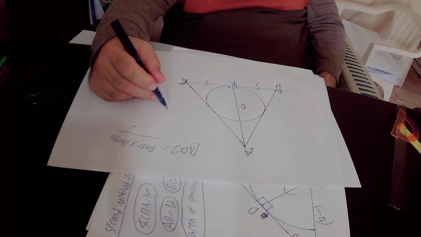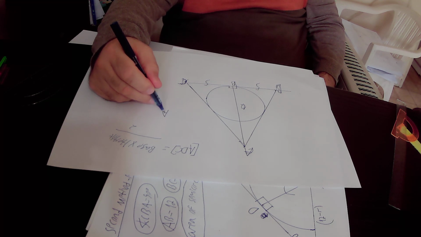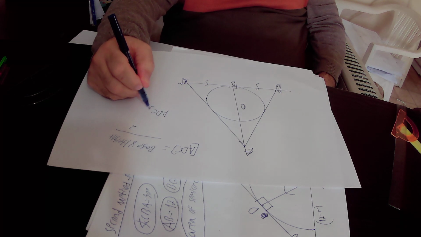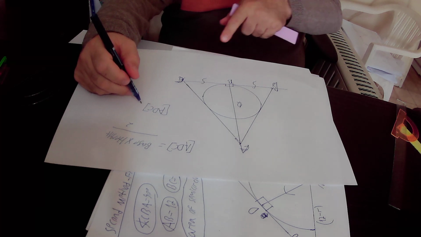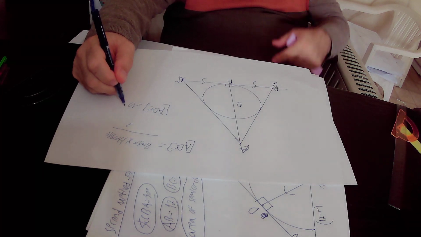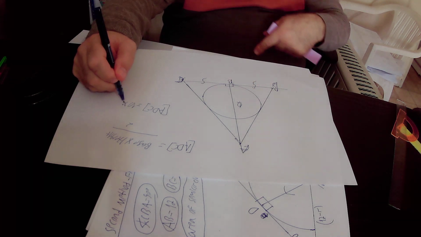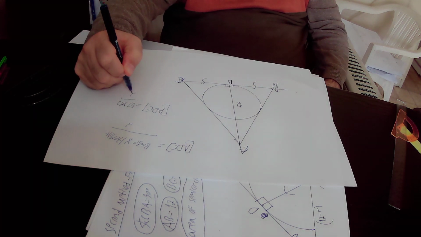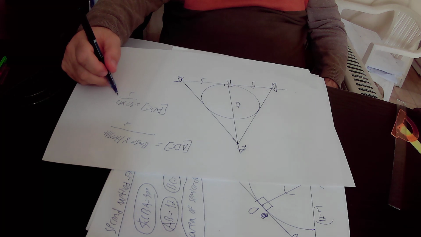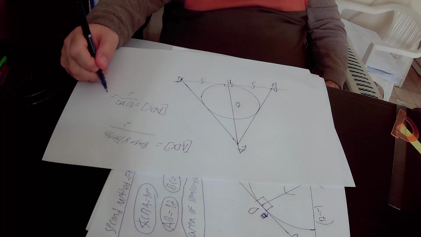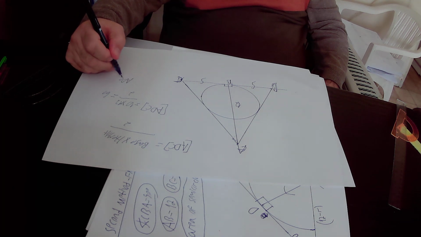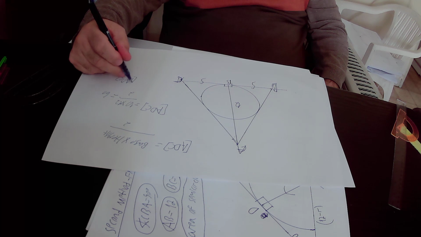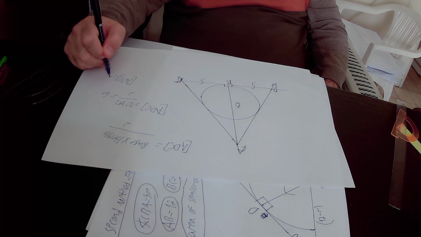So the area of triangle ADC equals the base, that is 10 units, 5 plus 5 is 10, times the height to the base, that is 12 units, over 2. 10 times 12 is 120, and 120 over 2 is 60. So we found out that the area of triangle ADC is equal to 60 square units.